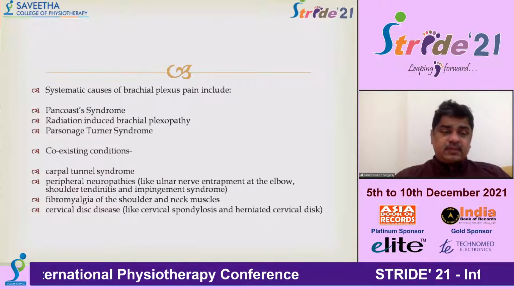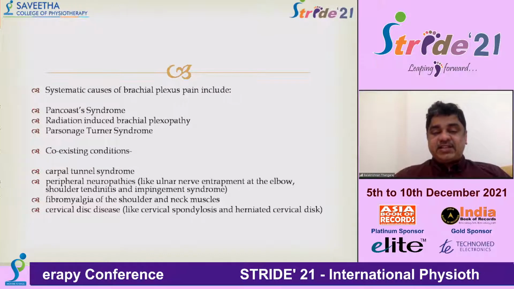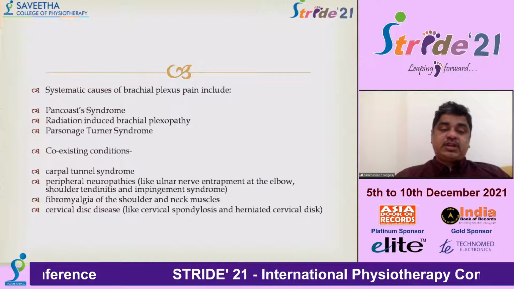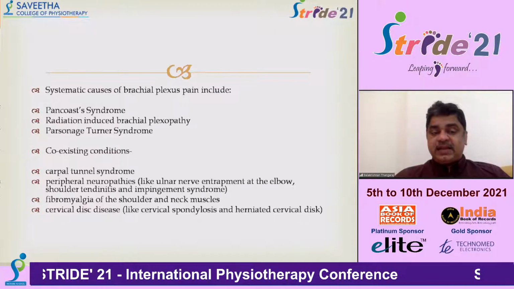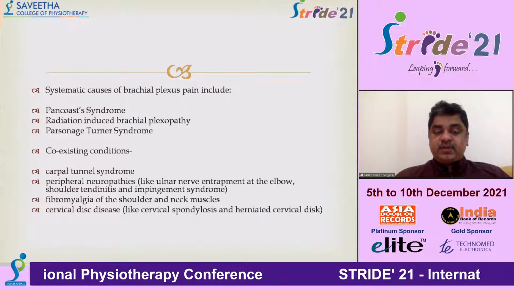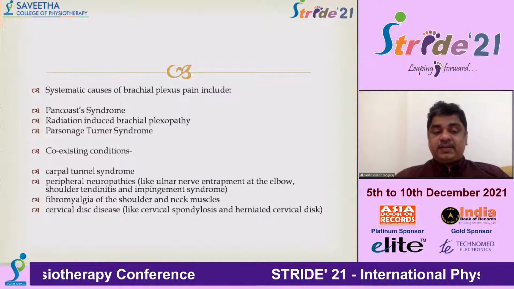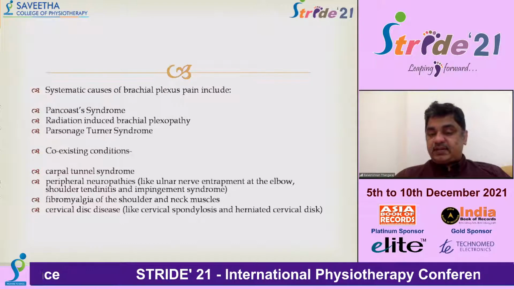And systemic causes, as I mentioned previously, those are the easier conditions that we remember, but we are neglecting those: Pancoast syndrome, radiation-induced brachial plexopathy, Parsonage-Turner syndrome, carpal tunnel syndrome with the neuropathies, fibromyalgia, and cervical disc diseases.